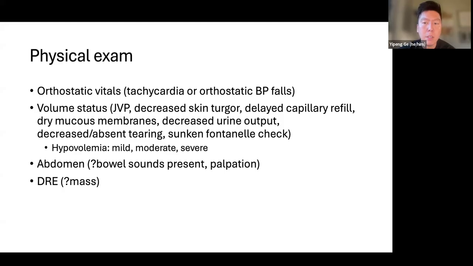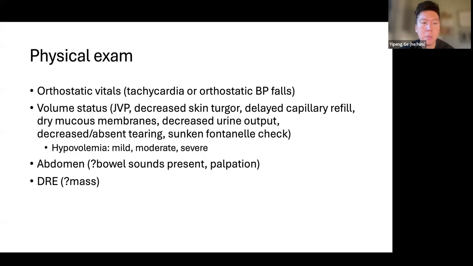A delayed capillary refill. This is just taking a look at their fingernails and seeing how quickly the blood rushes back into the fingernail after you press down for a couple of seconds. If it's delayed, like more than a good couple of seconds, then you wonder about dehydration. Dry mucous membrane, so you look inside the mouth to see if they're well hydrated.